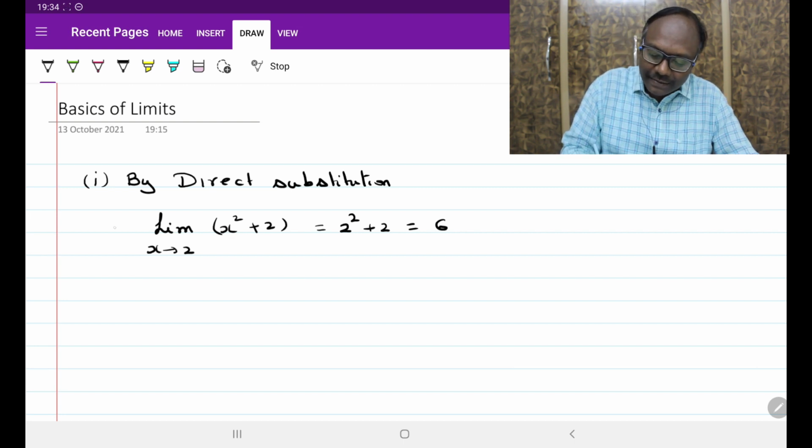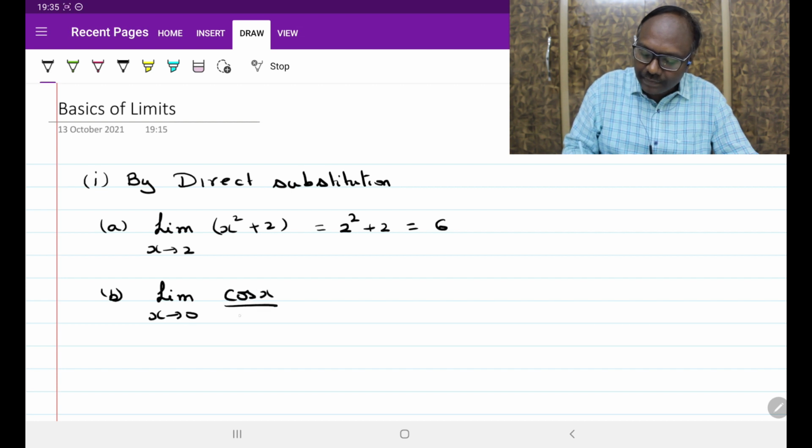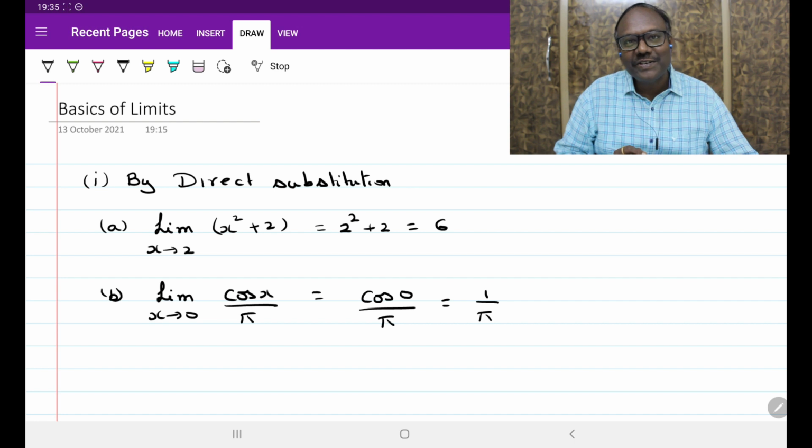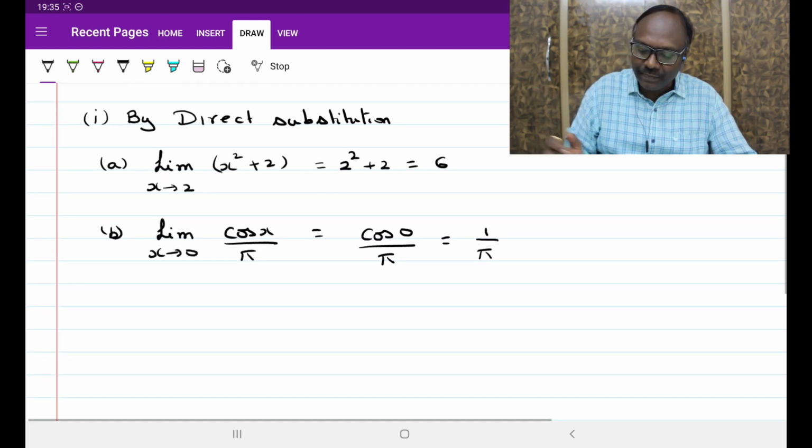Let us take another example. Limit x tends to 0, cos x by pi. On directly substituting x equal to 0, we are getting cos 0 by pi, which is equal to 1 by pi. When we substitute the tending value and in case we get 0 by 0 form, then how to evaluate the limit? Let us see that example.